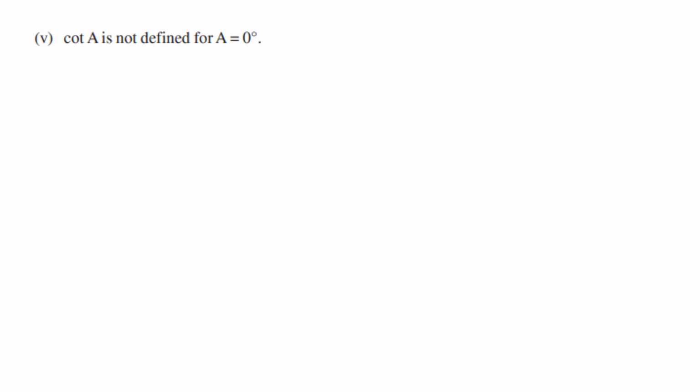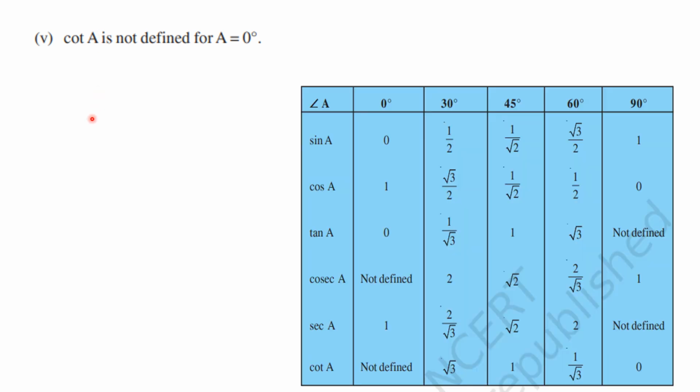Cot A is not defined for A equal to 0 degree. It means if A is 0 degree, cot is not defined. So this is correct. You can see the chart. Cot 0 degree is not defined. So this statement is true.